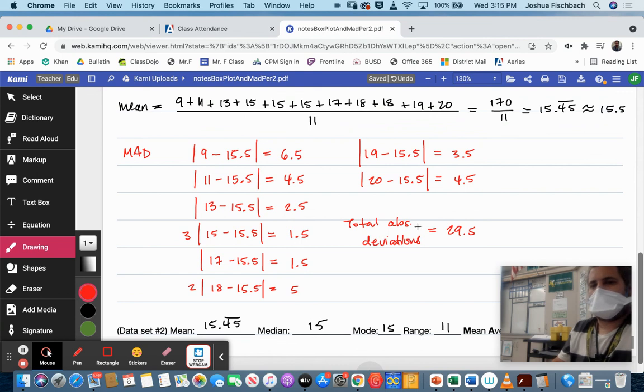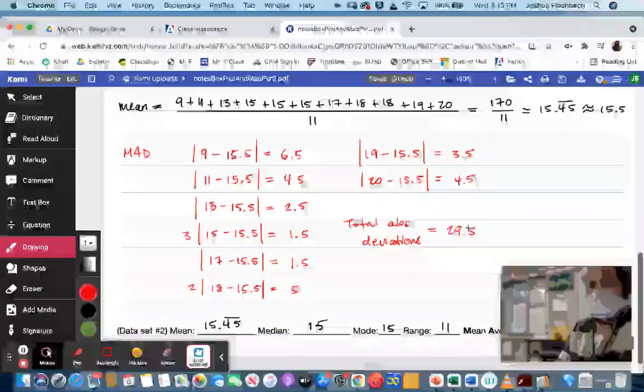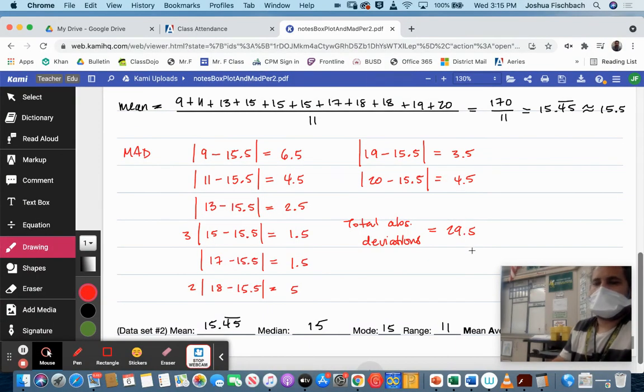All right, so our total absolute deviations is 29.5. And remember, for this one here, I did 15 minus 15.5, which is basically negative 0.5. The absolute value of negative 0.5 is 0.5, and then times by 3, you get the 1.5, right? Because it happened 3 times. But anyways, once you add up all those values, you're going to get 29.5. And then to find out the MAD, you're going to take these total absolute deviations from the mean, and you're going to divide by the number of deviations, which happens to be 11, because there's 11 pieces of data, and that will be your MAD.